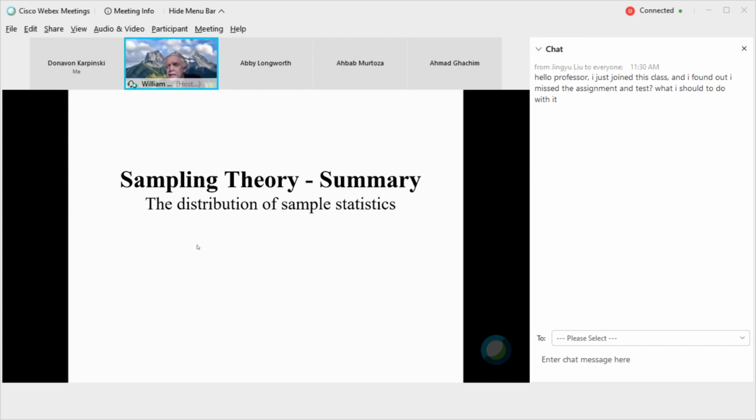Okay, let me begin. What we're studying now is sampling theory. That's finding the distribution of sample statistics. This will describe how a statistic behaves. We'll be using it later on to assess the accuracy of that statistic, if it's used for estimation, and it's used for other reasons as well.